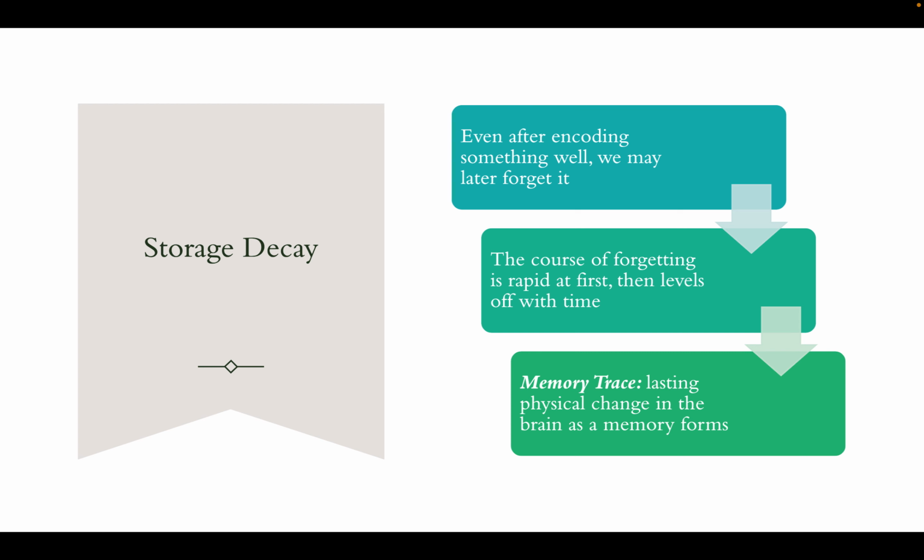One explanation for this forgetting curve is a gradual fading of the memory trace. The memory trace is the lasting physical change in the brain as the memory forms. We talked about how there's physical changes when memory forms, but as that memory is not accessed, those pathways become weaker and begin to disappear, and this is why we can forget it. And that's kind of why they call it memory decay, because those pathways are slowly decaying.